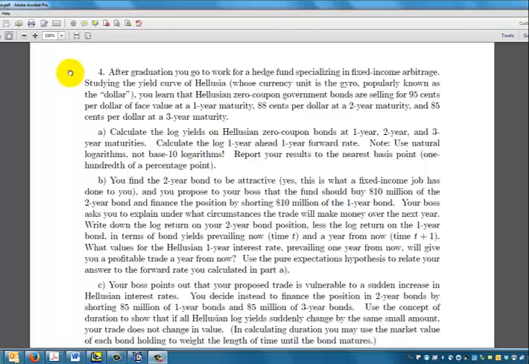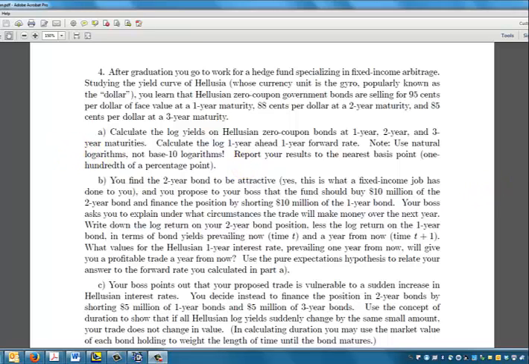Question 4 is a fixed income question, and you're supposed to think about working for a hedge fund that does fixed income arbitrage. And we're talking about an imaginary country of Helucia. And we're going to talk about dollars and cents just to keep things simple. And you're given an initial yield curve for the Helutian government bonds. And we have a price of 95 cents per dollar at 1 year maturity, 88 cents on the dollar at 2 years, and 85 cents at 3 years. So part A asks you to calculate log yields and then the log 1 year ahead, 1 year forward rate, and to report results to the nearest basis point.